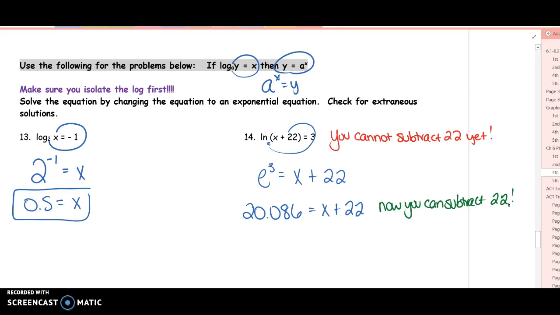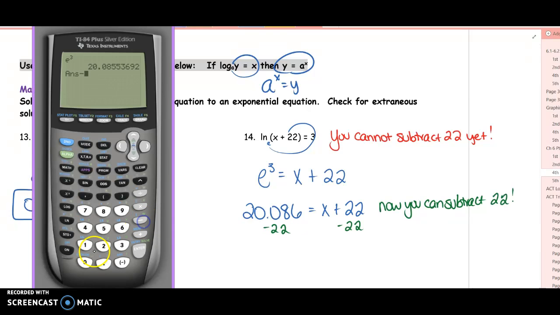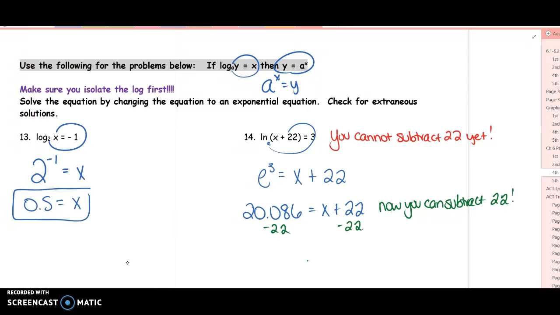Okay, now you can subtract 22. That 22 is no longer stuck inside the log, so now you can subtract it in order to finish solving this. Our answer is negative 1.914. Examples on the next page.